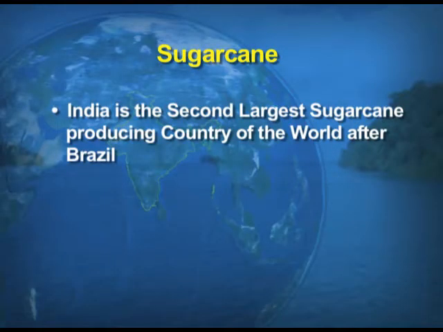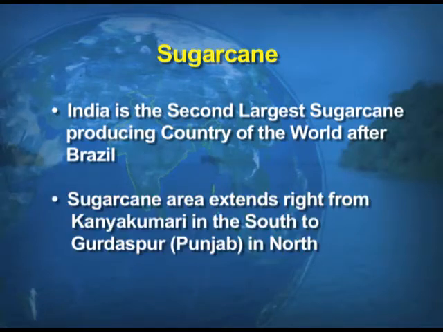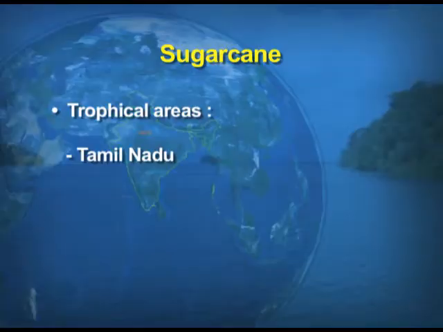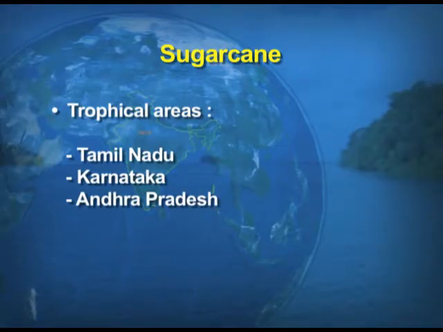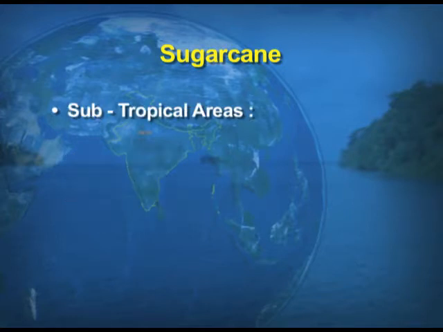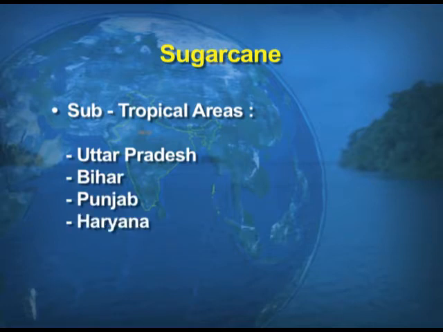India is the second largest sugarcane producing country of the world after Brazil. Sugarcane area extends right from Kanyakumari in the south to Gurdaspur in Punjab in the north. So that means it covers a large area. The tropical areas for the production of sugarcane are Tamil Nadu, Karnataka, Andhra Pradesh and Maharashtra. And the subtropical areas are UP, Bihar, Punjab and Haryana.